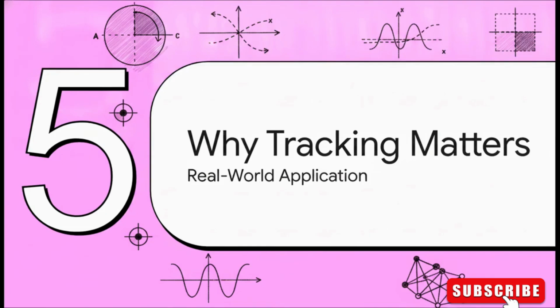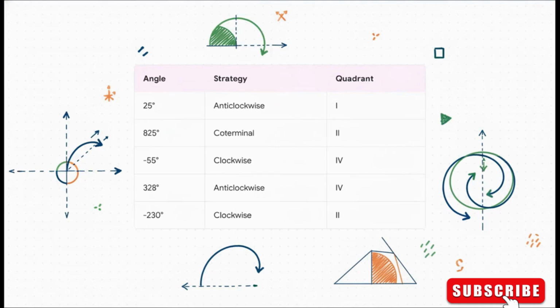Section 5. Why angle tracking matters. The real-world application. Okay, let's summarize all this hard work. This is the highly satisfying payoff, a complete cheat sheet for all 5 parts of Chapter 3.1. Question 1. Fully conquered using our Navigator's Toolkit. We tracked standard anti-clockwise sweeps for 25 and 328 degrees. We stripped down massive spins using coterminal math for 825. And we shifted into reverse for our negative angles, -55 and -230. We've literally mapped them all perfectly.